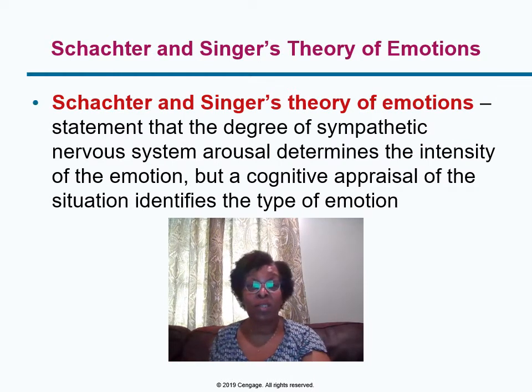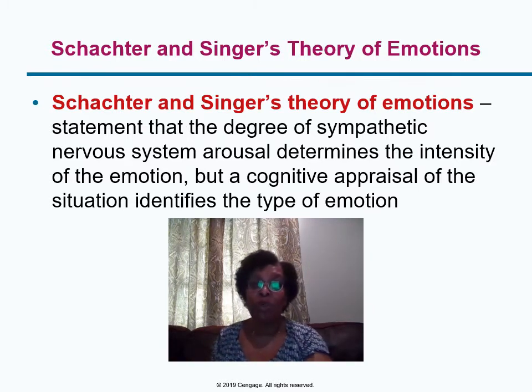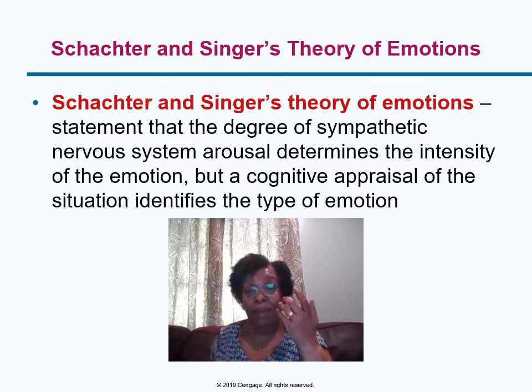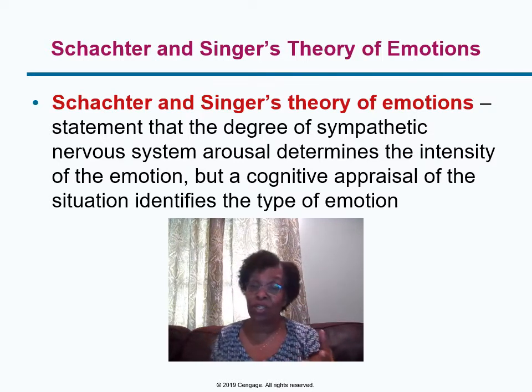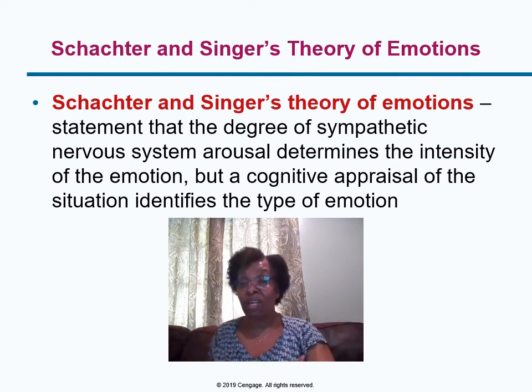Now, in terms of Schachter and Singer's theory of emotions, here they're talking about how the autonomic arousal will determine the intensity of an emotion, but it really doesn't determine which emotion will occur in itself. We would identify an emotion basically on how we perceive the situation. Okay, so they're kind of on the opposite of what James-Lange is saying. It's the emotion itself that allows you to think about what's going on in its turn.